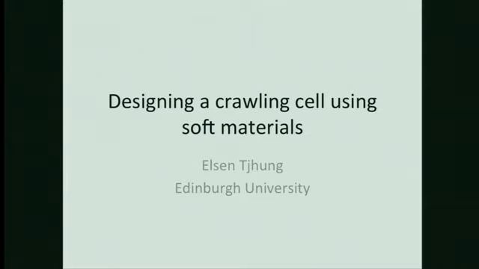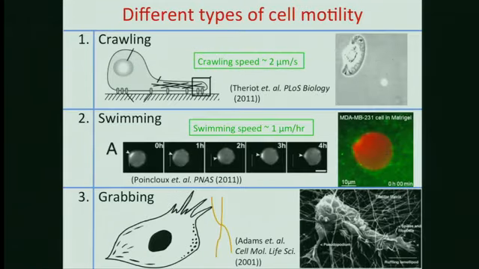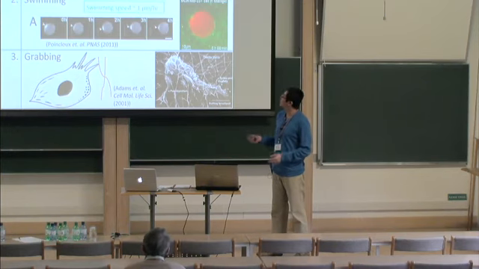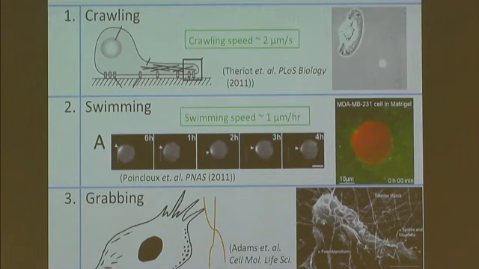So I apologize for the biology content in my talk. Here is the picture of a eukaryotic cell. You know that animals and plants are made of eukaryotic cells. The interesting thing about these three cells is that they all can move.